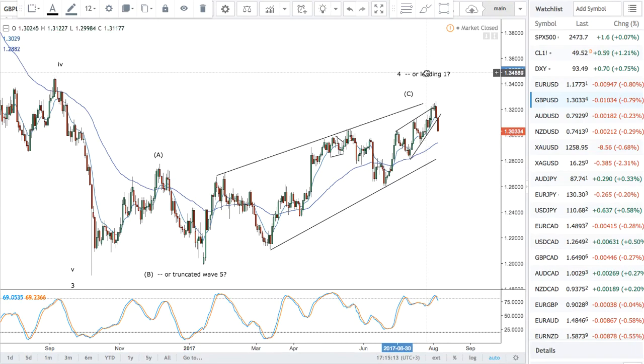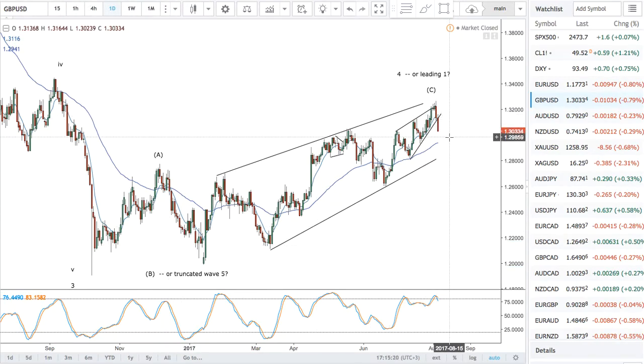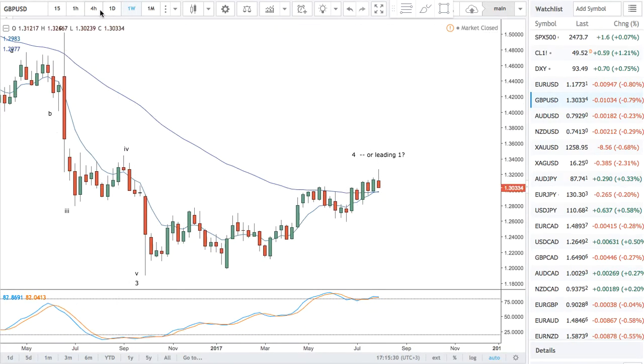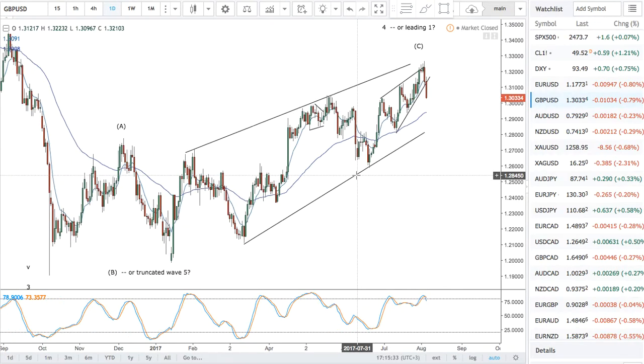Now, whether this is wave 4 or leading wave 1 has to be determined because a truncation can be worked here. The decline will inform us, but judging by bearish daily divergence and the weekly close, which is a bearish reversal candle, and the price pattern overall, it's looking like this is done and that the bears will enter this market in a stronger manner than we will see in Euro US dollar, probably. Pound is looking weaker in my view here.